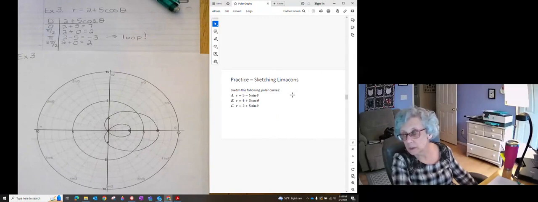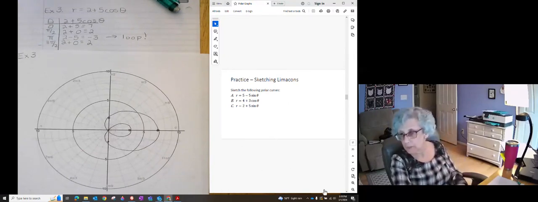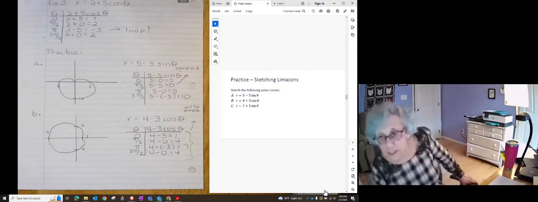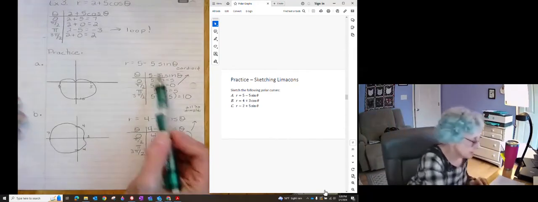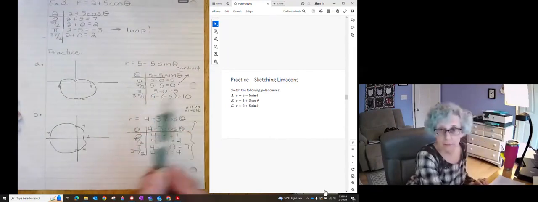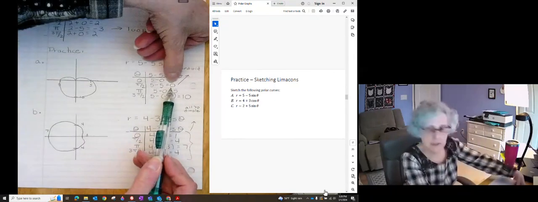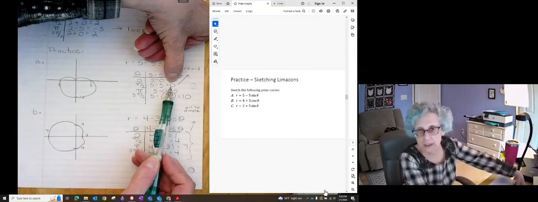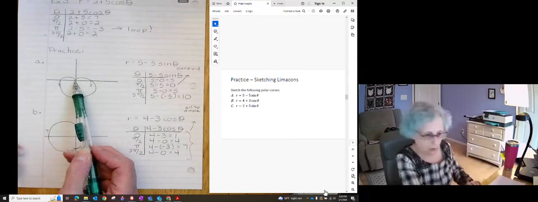Okay, there's the step-by-step solution. So here, sketch the following polar graphs. Take a minute, see how you do. Check them on Desmos. Just by looking at it, I knew the first one was a cardioid because I have 5 and 5. But I went ahead and made my table. My table confirmed that I have a cardioid because I get a 0. That's where the little point of the cardioid is.